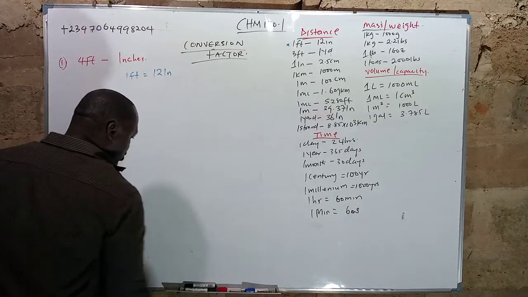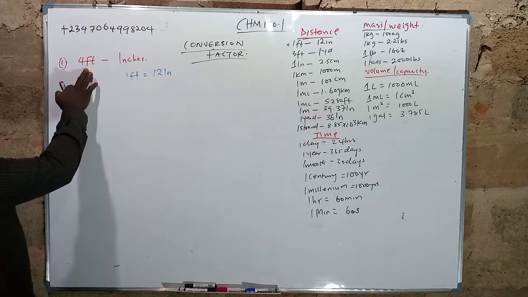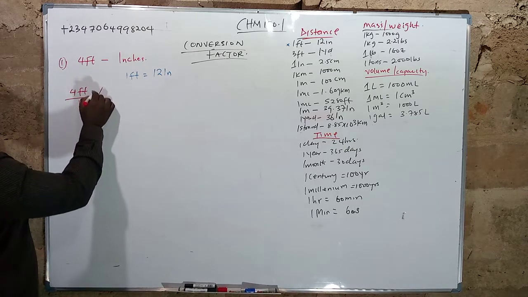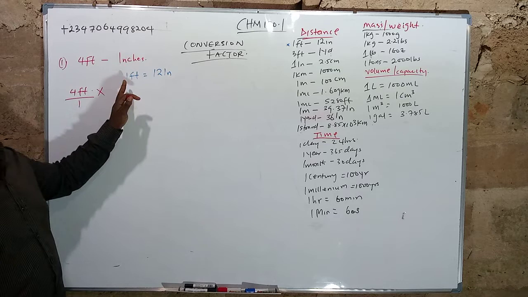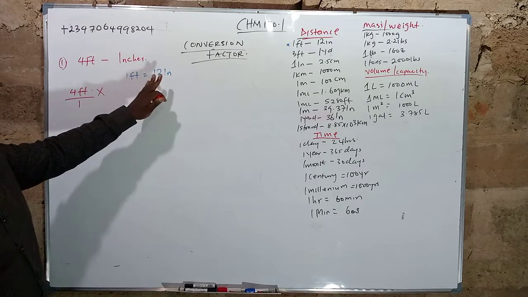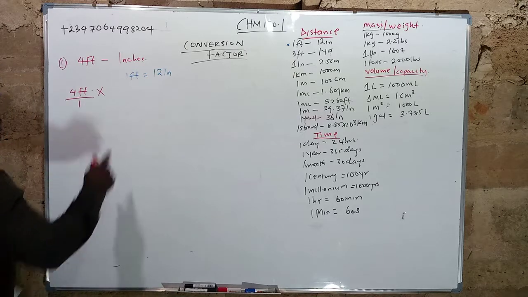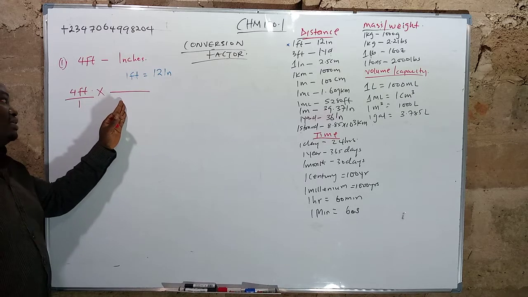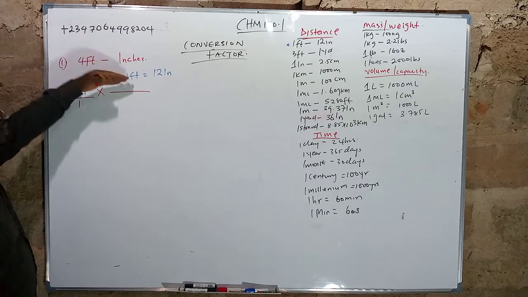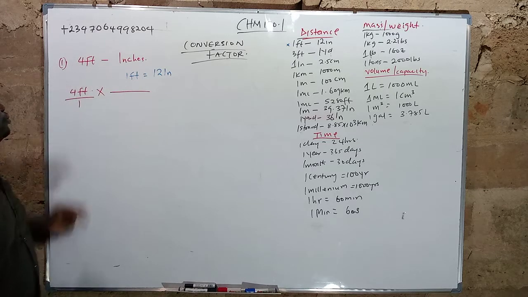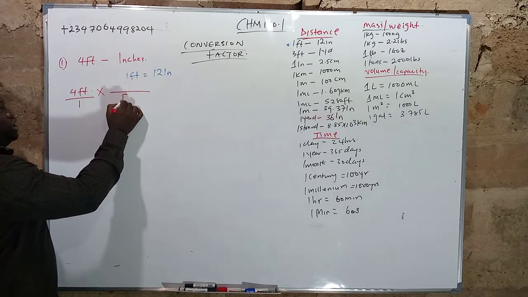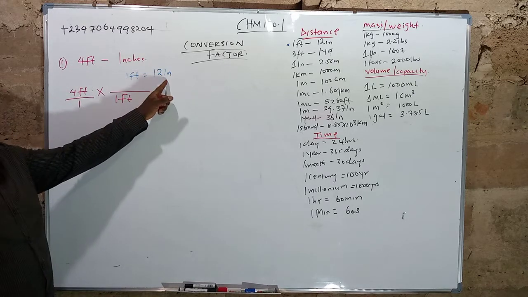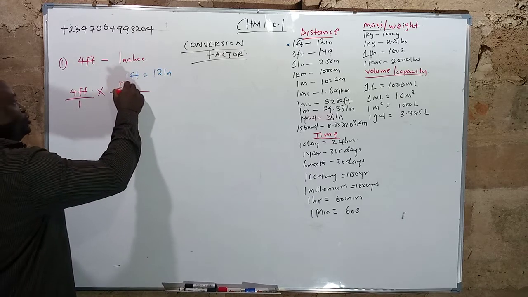Now, all you need to do is start from the one they gave you. So this is 4 foot divided by 1. The next thing you do is times the conversion factor. This is what relates 1 foot is equivalent to 12 inch. Now you draw a line. Now you ask yourself, this foot, is it going to be at the numerator or at the denominator? The foot has to be at the denominator. Why? Because you want to cancel it out. You want to move from foot to inch. And so the numerator should be 12 inch.